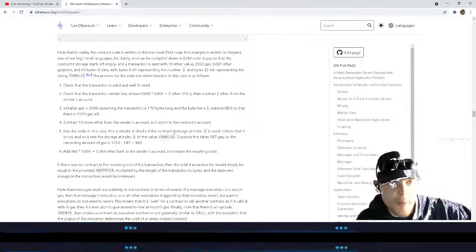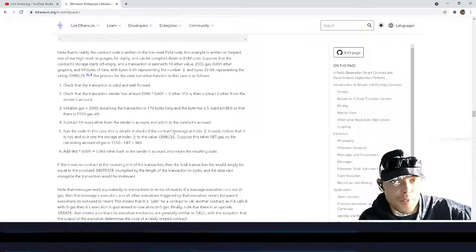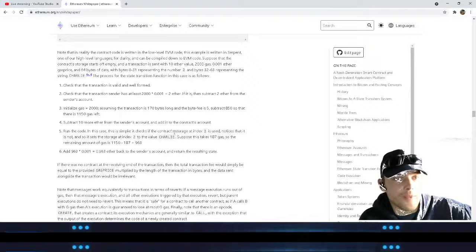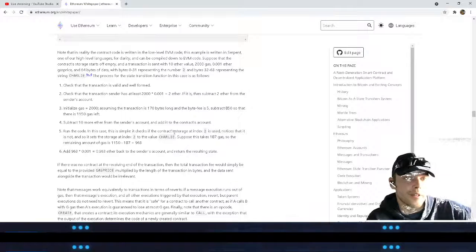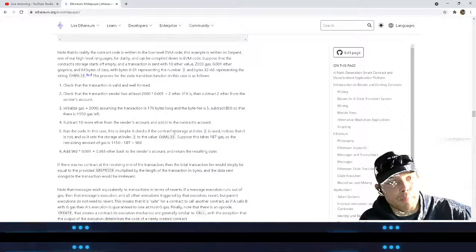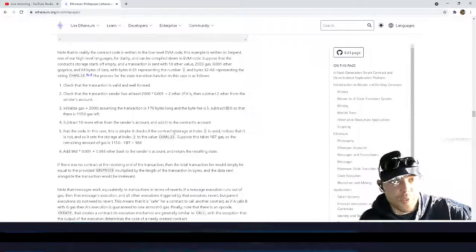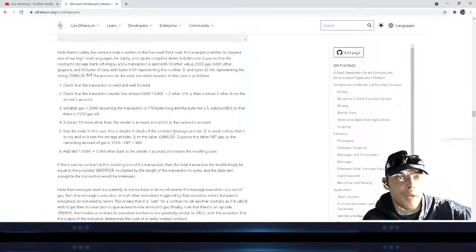1150 gas left. Subtract 10 more ether from the sender's account and add it to the contract's account. Number 5, run the code. In this case, this is simple. It checks if the contract storage at index 2 is used, notices that it is not, and so it sets the storage at index 2 to the value Charlie. Suppose this takes 187 gas, so the remaining amount of gas is 1150 minus 187 equals 963. Add 963 multiplied by 0.001 equals 0.963 ether back to the sender's account and return the resulting state.